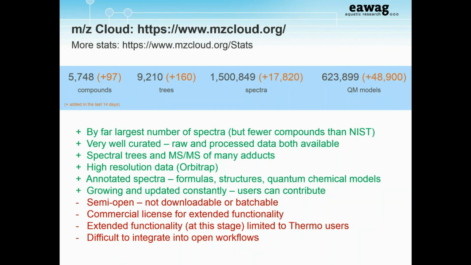Again, this is growing and updated constantly. Users can contribute. If you can get your raw data to MZCloud, they will basically do all of the curation for you. Again, this is a semi-open resource. It's not downloadable or batchable at this stage, but it is on a web interface. And I hope I get this information correct. This is my current understanding, that there is a commercial license available for extended functionality. And at this stage, this is only limited to Thermo users. But if you do have this access, like Metlin, this is a great resource for you. And this makes it unfortunately difficult to integrate into open workflows.